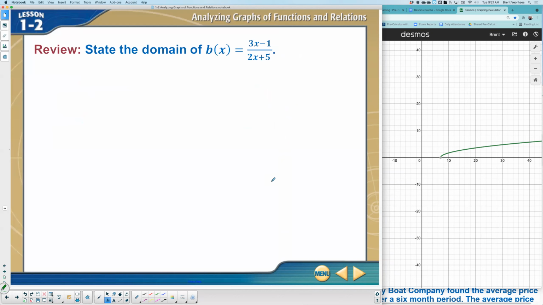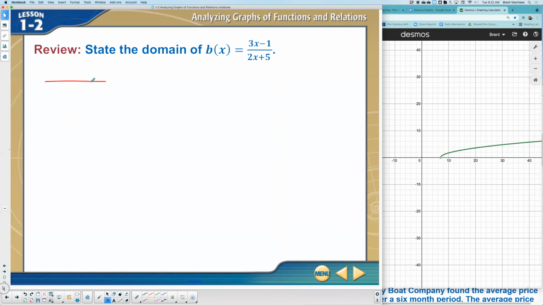This one, will it be all reals? Will this graph be all reals? Yeah. And will not be all reals. Why not? When you divide, what are you not allowed to divide by? Zero. So it's showing you by number line.